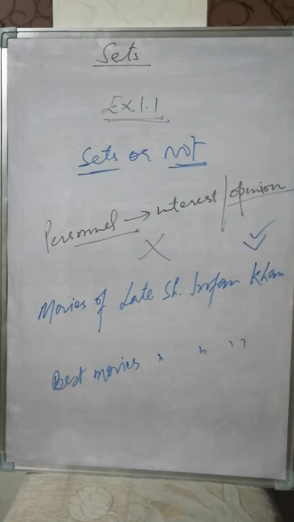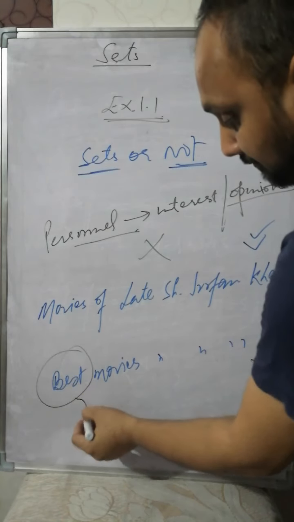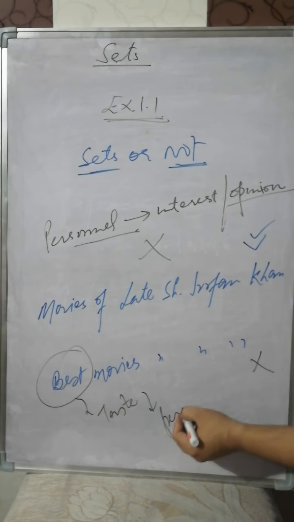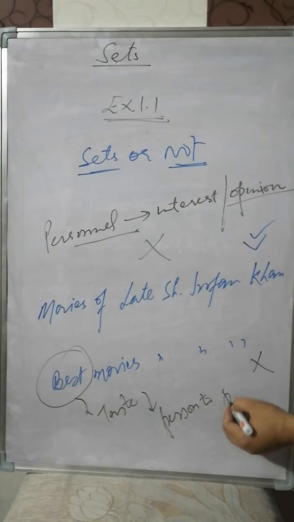The rest is the same, then this will not be a set, because best is actually a taste that changes from person to person. So I may be liking Slumdog Millionaire, you may be liking Life of Pi, or some of us might be liking Maqbool, or some other movie like Hindi Medium or Angrezi Medium. So this is what is to be taken care of, please.